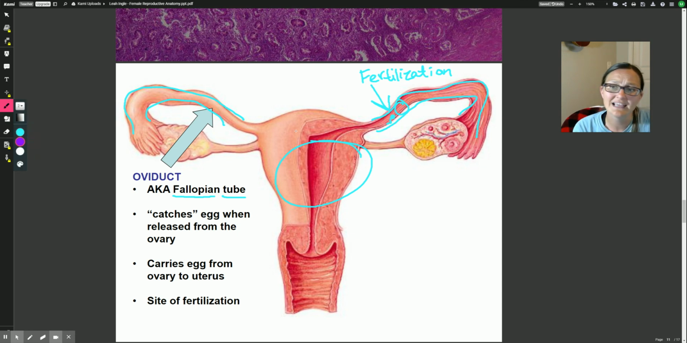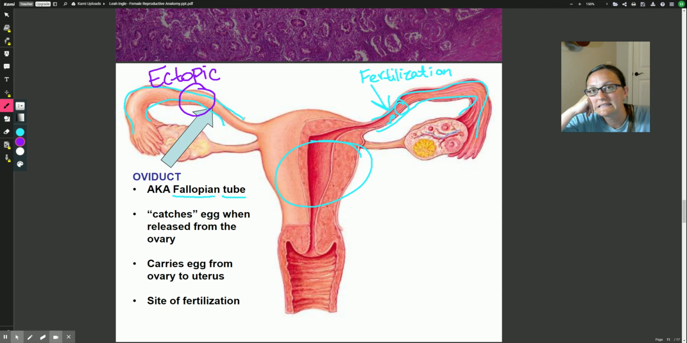So what happens is that baby will start to try to grow here. This is a problem because, one, there's not that great of a blood supply there compared to your uterus. And two, it will eventually rupture your fallopian tube, like it will burst your fallopian tube. This is called an ectopic pregnancy. Anytime it's implanted anywhere outside of the uterus is called ectopic. This is a really sad situation.